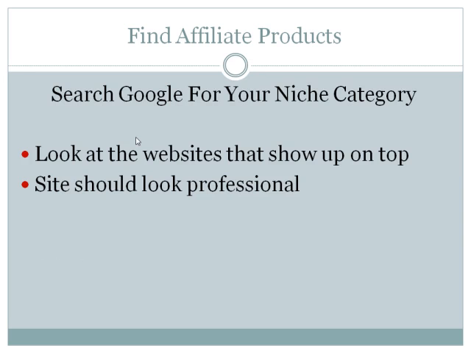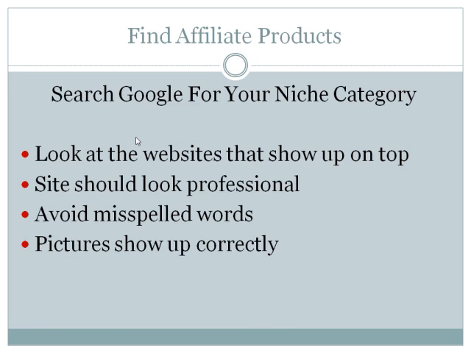And look for a website that is visually appealing to you, something that looks like it's professionally done. You'll want to make sure the website doesn't have a lot of misspelled words in the text. Also, pay attention to whether or not the pictures show up correctly. Sometimes you'll see a website where instead of having a picture, there'll just be a little red X in the square where the graphic should be. That means there's a coding error somewhere on the website, so you'll want to avoid any sites that don't display correctly.